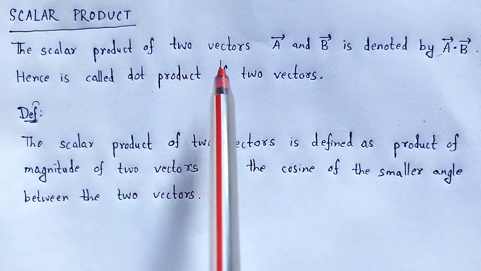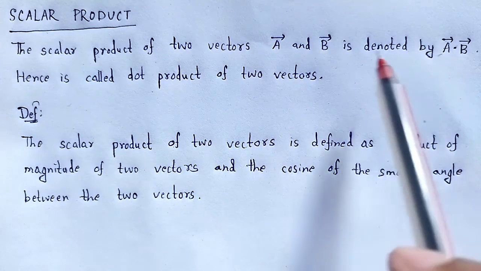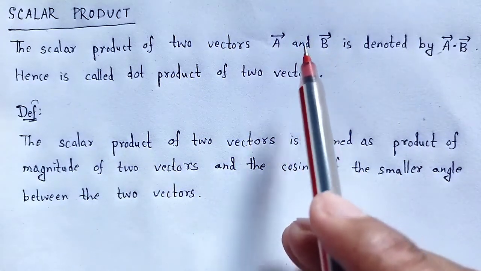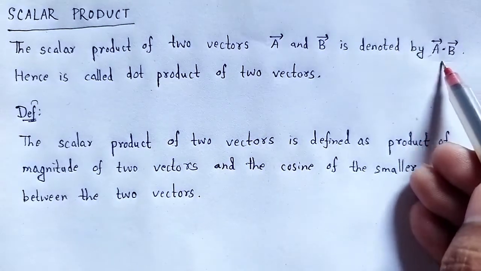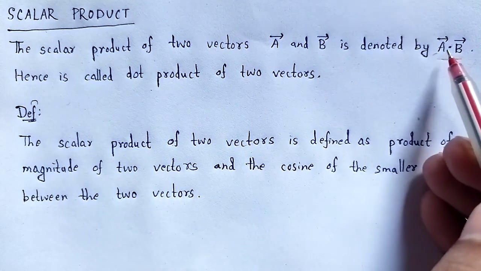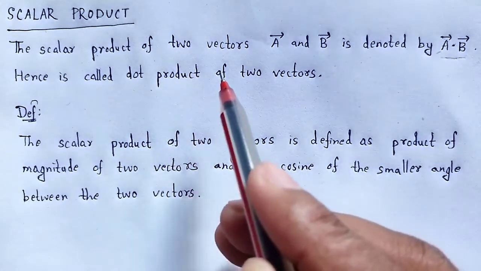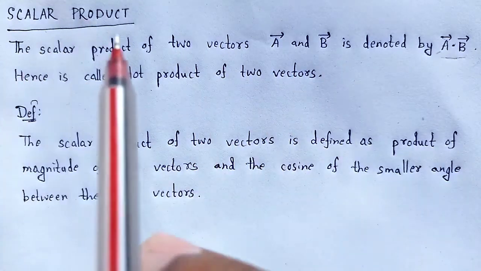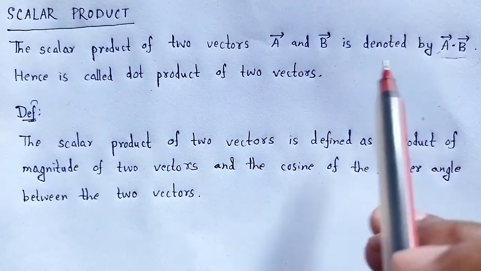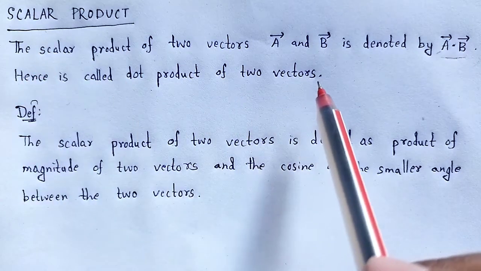The scalar product of two vectors. When two vectors are denoted by a vector and b vector, the scalar product of these two vectors is denoted by a dot b, a vector dot b vector. We can read it as a vector dot b vector. Hence it is called dot product of two vectors.